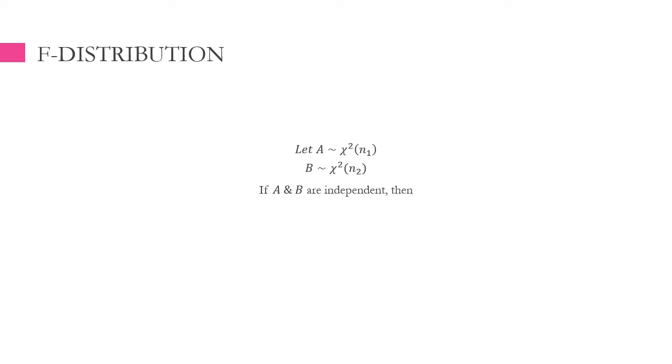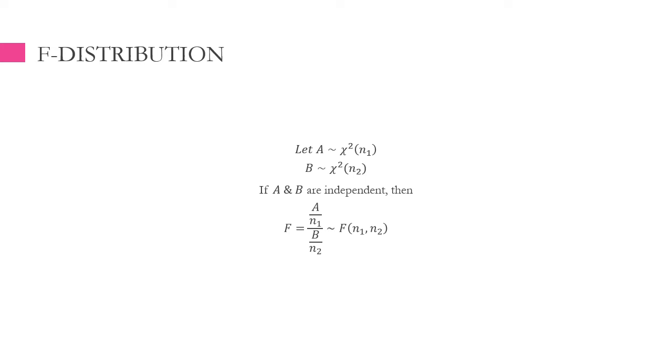Then if you take A and divide it by the number of degrees of freedom that it has, so you take A and divide by n1, and you take B and divide by n2, and you take the ratio of those two things, then that has an F distribution with n1 degrees of freedom and n2 degrees of freedom. So you'll see the F distribution is a ratio of a chi-squared divided by its degrees of freedom and another chi-squared divided by its degrees of freedom.